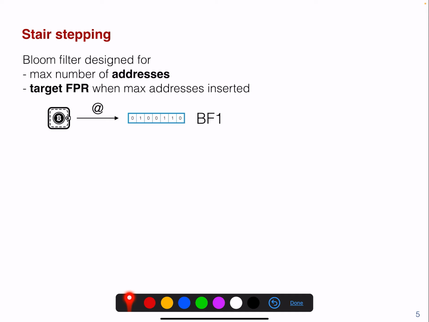So what we've seen is that the SPV client implementations for the Bitcoin clients currently do a so-called stair stepping. The Bloom filter is designed for a maximum number of addresses.